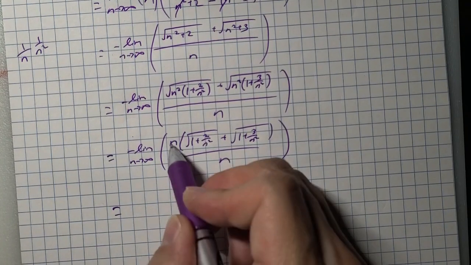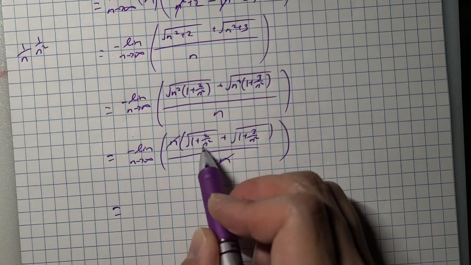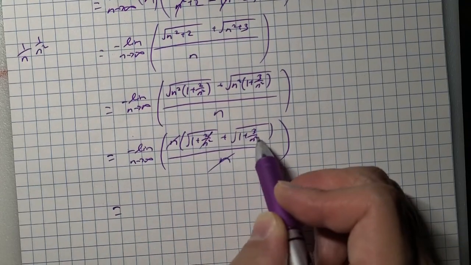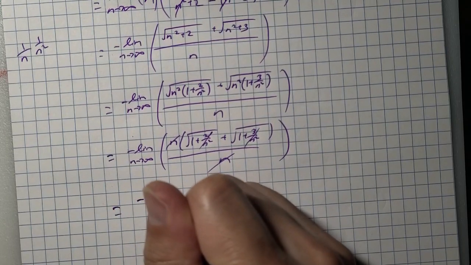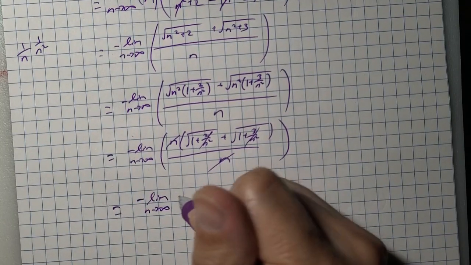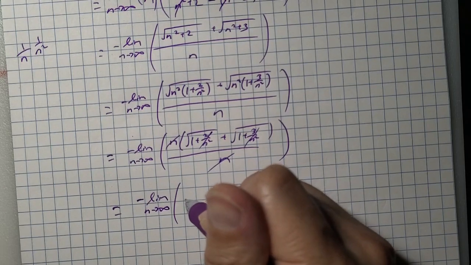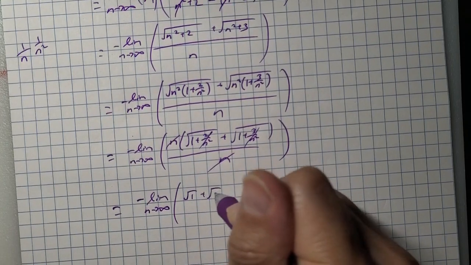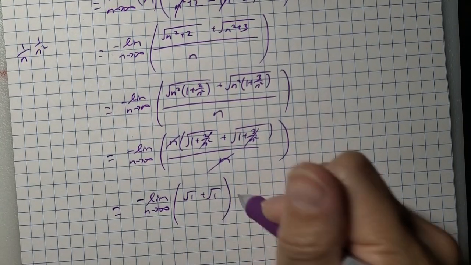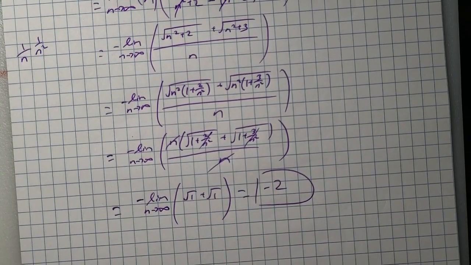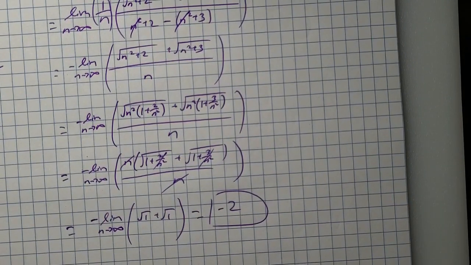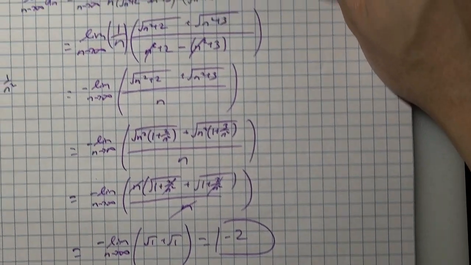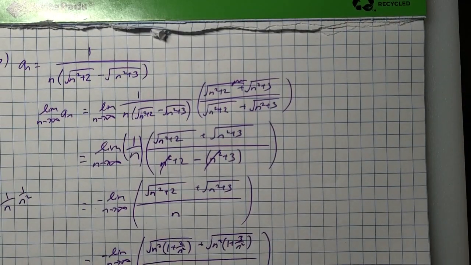Now these would cancel. As n goes to infinity, this would go to 0. As n goes to infinity, that would go to 0. So we would get minus limit as n goes to infinity of, we're left with square root 1 plus square root 1, which is minus 2. Okay, so the sequence up here converges to minus 2. Okay, that was a lot of work, but it converges.